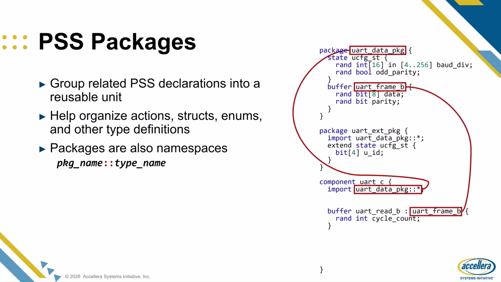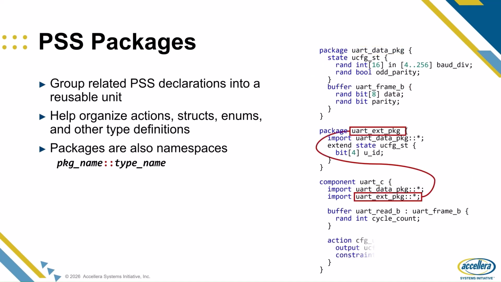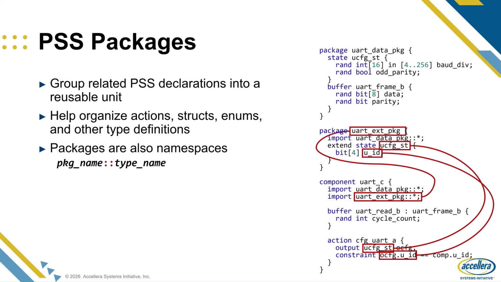Components do the same thing with packages. By importing the data package in the UART component, the declaration of the UART read buffer inherits from the UART frame buffer in the data package. And the UART component can also import the extension package, so its config UART action can freely reference the config state object with this extension. And because we've imported the extended config object, we can use the UID field in the config UART action, since the extension gives us the same type with the additional field.